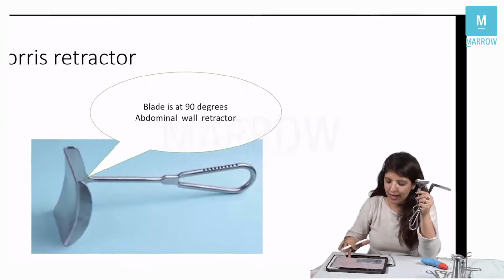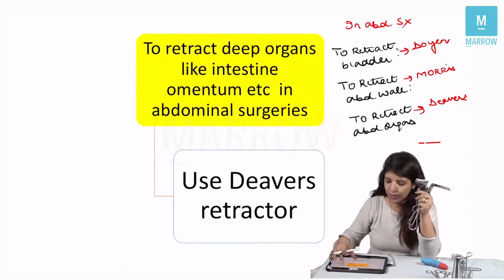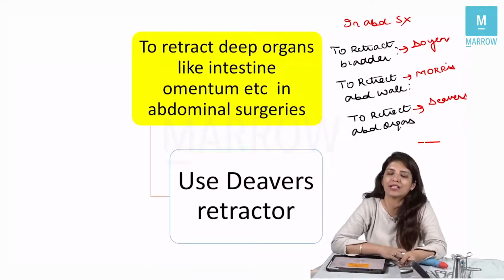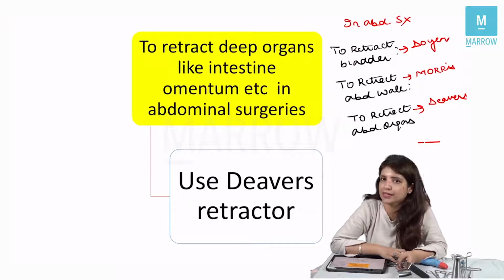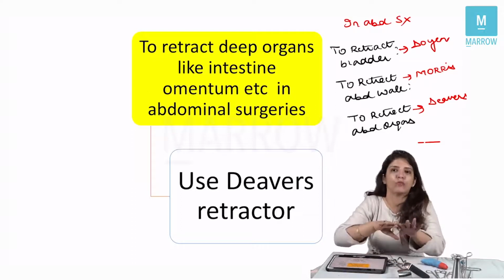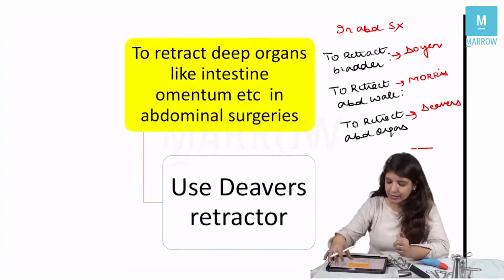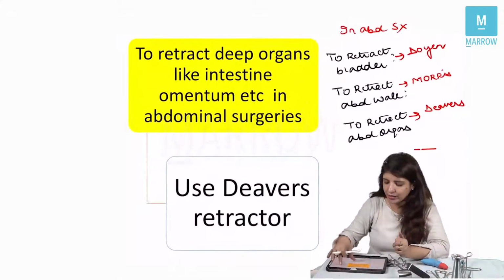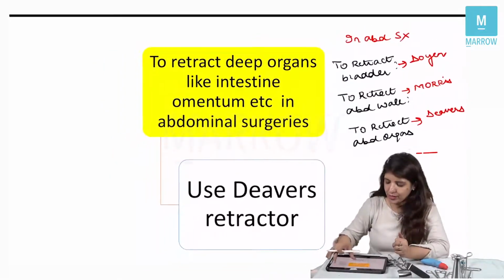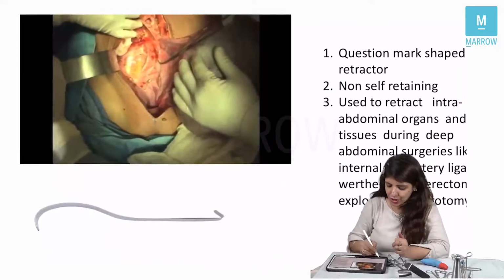Now, a last retractor which you have to know is if you want to retract the abdominal organs. So when you are doing deep surgeries, for example, if you are doing ligation of the internal iliac artery, and you want to keep the abdominal organs from coming in your field of work, in that case, I'm going to use a retractor which is a Deaver's retractor. A Deaver's retractor is very easy to identify. It is a question mark shaped retractor.